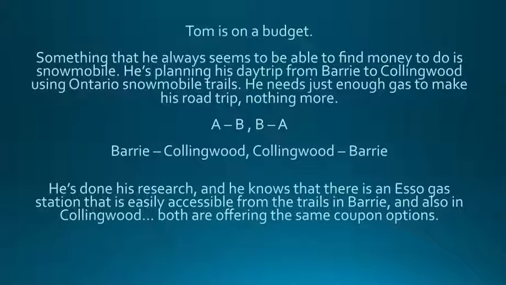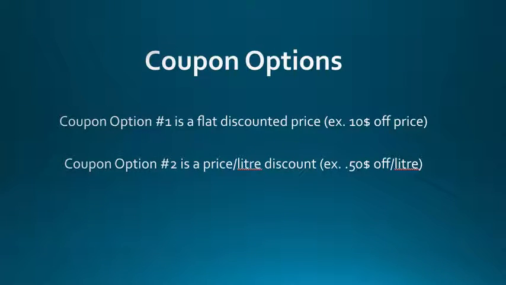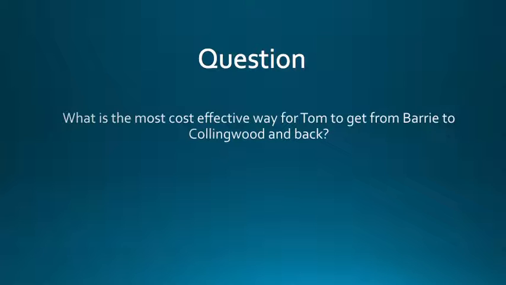He's done his research and he knows that there is an Esso gas station that is easily accessible from the trails in Barrie and also in Collingwood. Both are offering the same coupon options. These are examples of coupons that Tom could have found at Esso gas stations, but of course, we don't have that information just yet. So our question is, what is the most cost-effective way for Tom to get from Barrie to Collingwood and back?